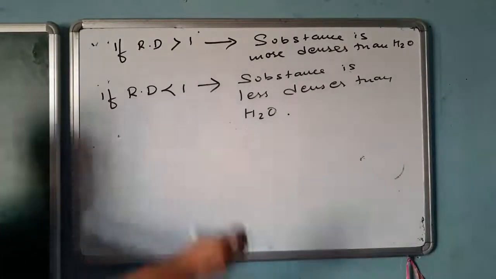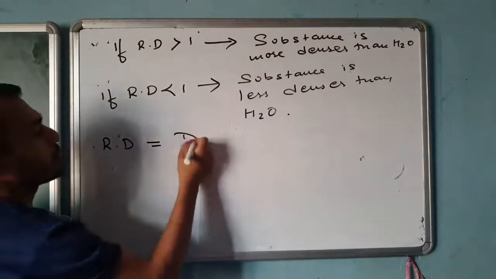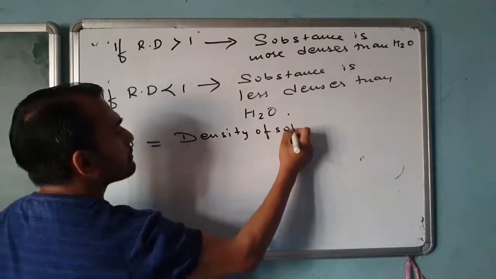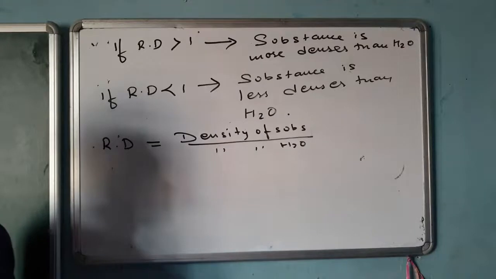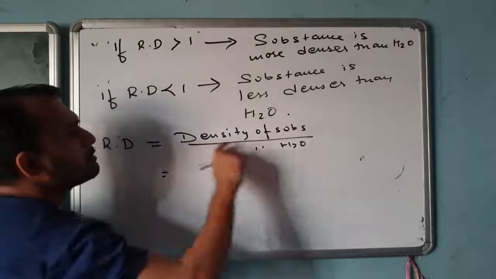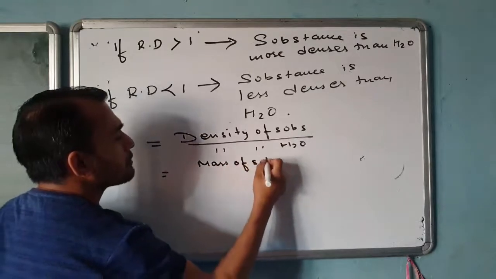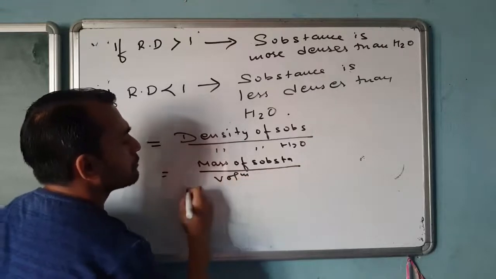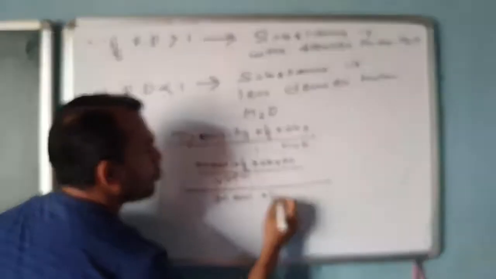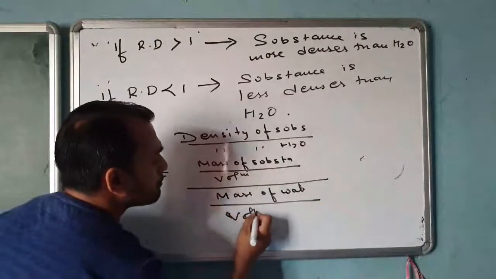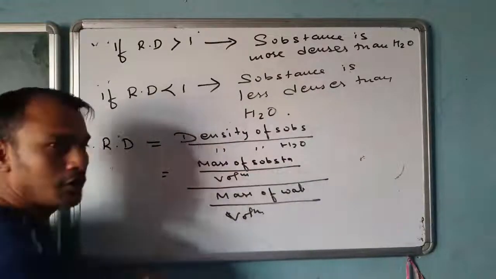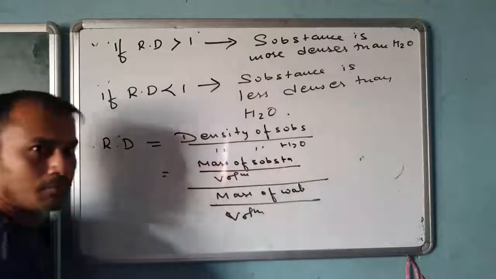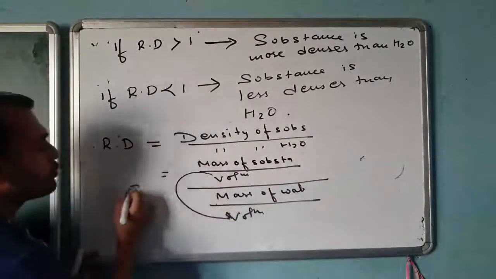Done? Okay. Now, as we have just learned, relative density is given by the formula density of substance by density of water. What is the formula for density? Mass of substance by volume. So if I rewrite the density of a substance as mass of substance by volume, divided by mass of water by volume, because density is given by the formula mass per unit volume, and consider that we have taken equal volume.